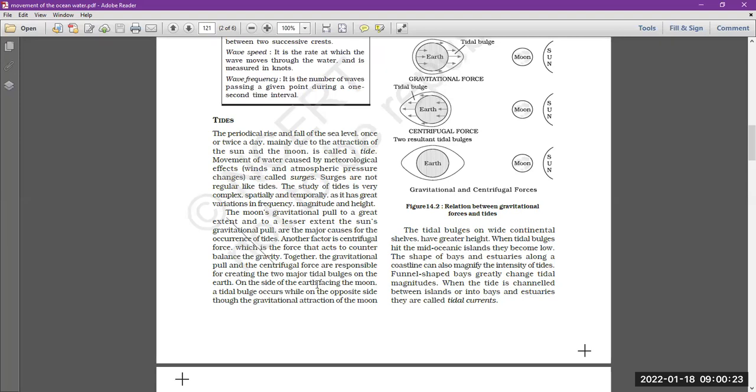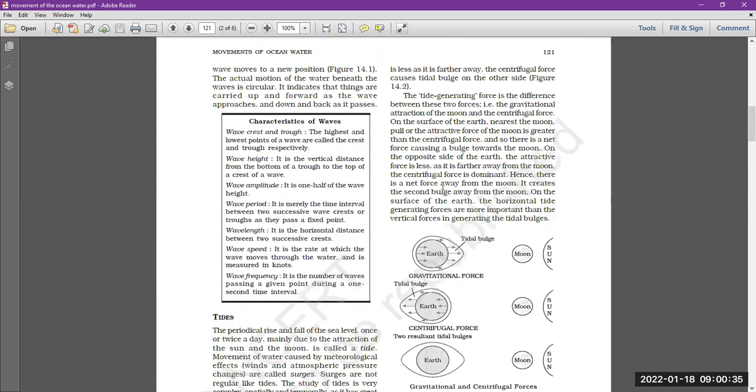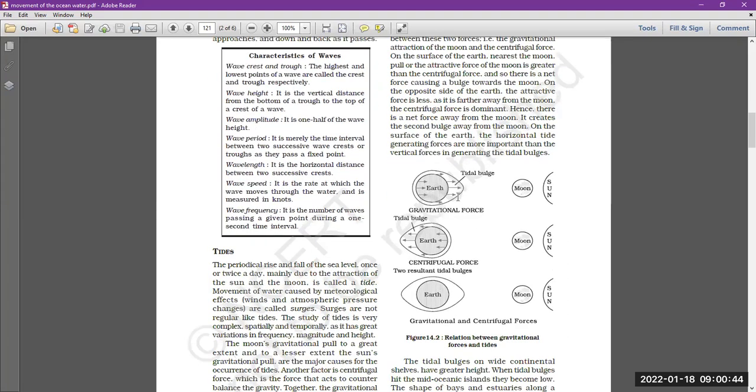Now, on the side of the earth facing the moon, a tidal bulge occurs, while on the opposite side, though the gravitational attraction of the moon is less as it is farther away, the centrifugal force causes a tidal bulge on the other side. So on this side, the tidal bulge is caused by the gravitational pull of the moon and sun, and on the opposite side, the tidal bulge is caused by the centrifugal force.